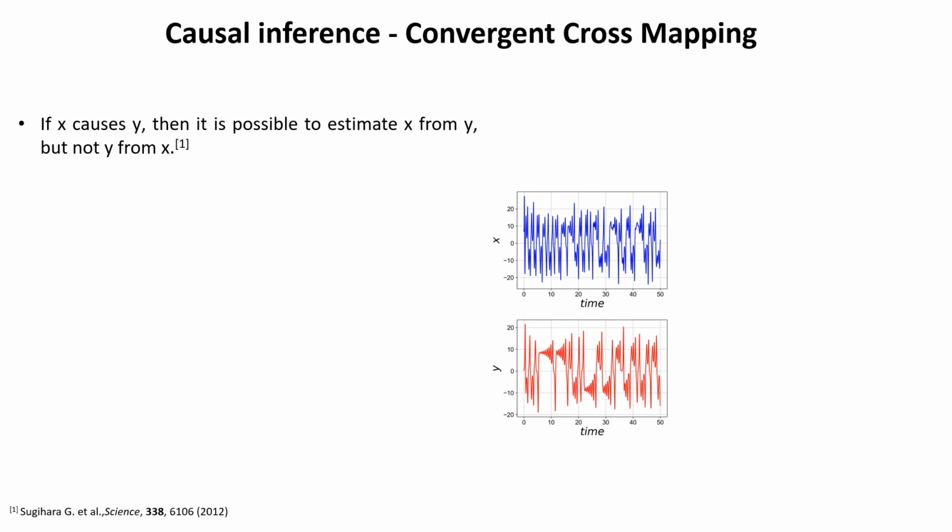Okay, so the causal inference technique that we are using is convergent cross-mapping. It's an approach developed by Sugihara in 2012. So first I'm going to explain the basic working principle of CCM. Let's say we have two time series variables, x and y. And if x causes y, according to CCM, we should be able to predict variable x using the values of variable y.